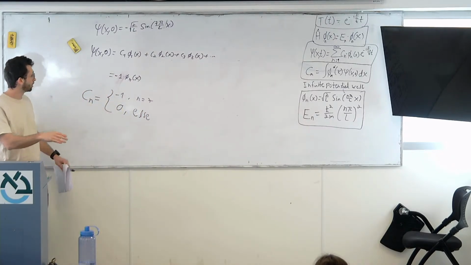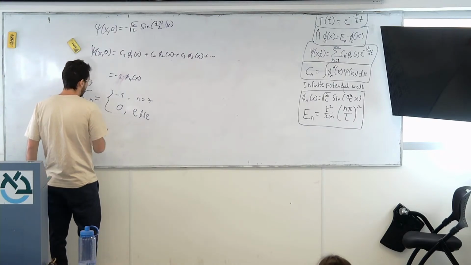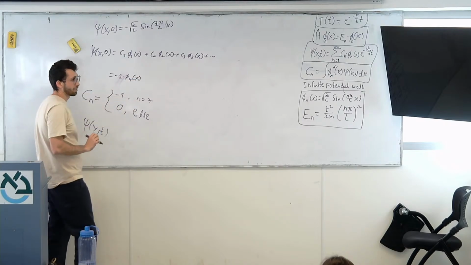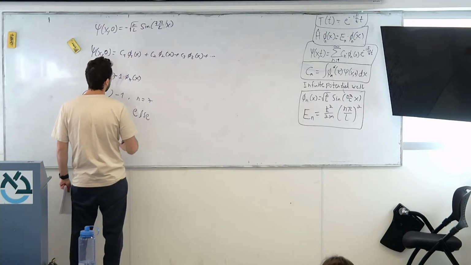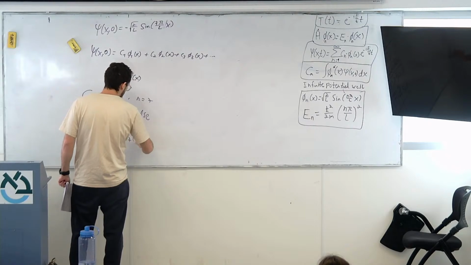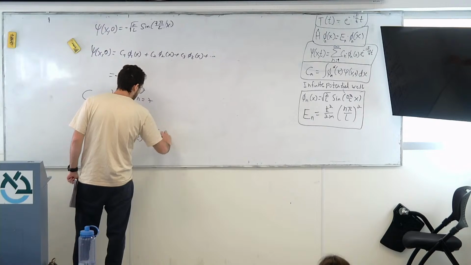And I actually solved the whole problem, because I can write psi of x and t. So it's the full series, but only n equals 7 survives. So it equals minus 1 phi 7 of x e to the minus i E7 over h bar t.